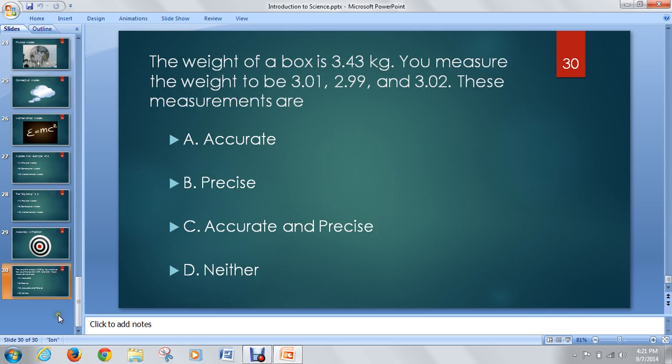Okay, so hopefully that makes sense, and you can look it up more online if you want clarification. But here's the last question to answer for participation. So the weight of a box is 3.43 kilograms. You measure the weight to be 3.01, 2.99, and 3.02 kilograms. These measurements are A, accurate, B, precise, C, accurate and precise, or D, neither.